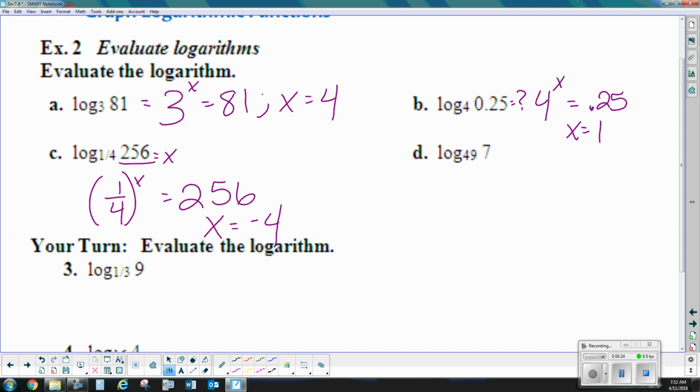And in the last one, again, we don't know what that's equal to, but log base 49 of 7 is 49 to some power equals 7. And we know that the square root of 49 is 7, so therefore x has to equal 1/2.